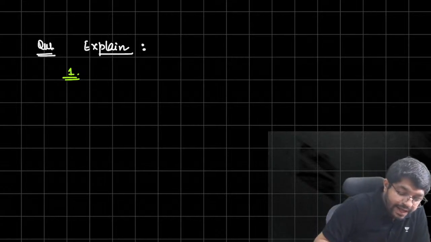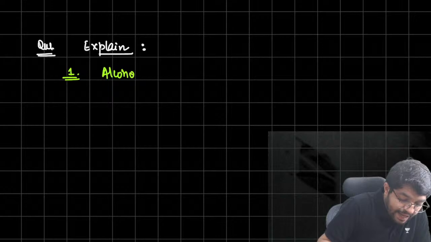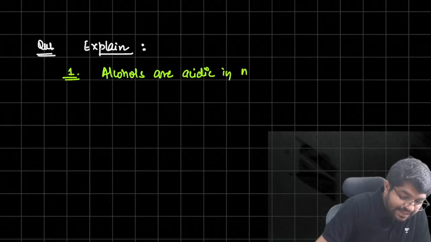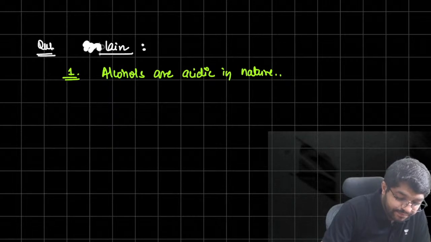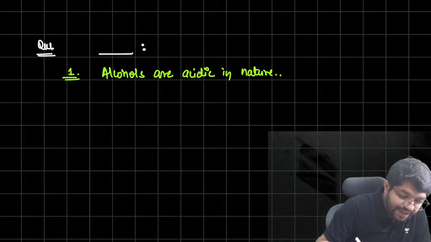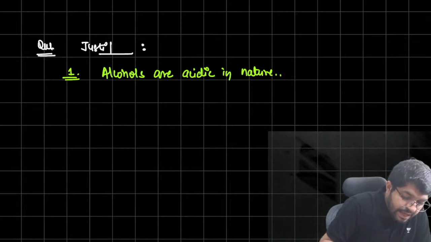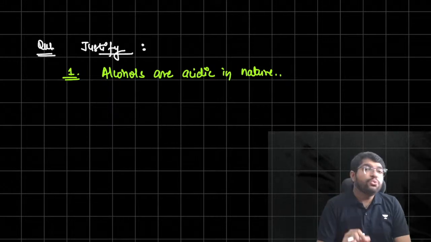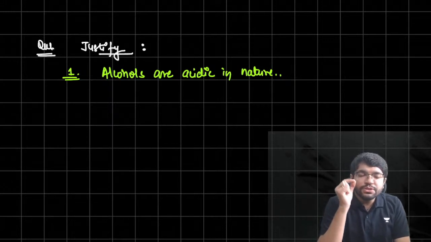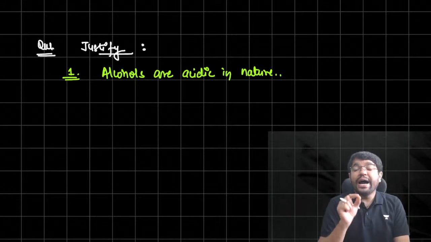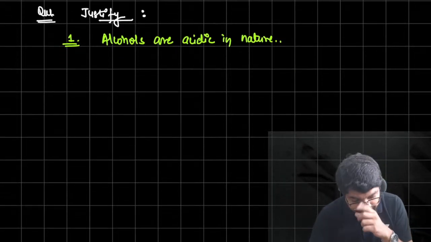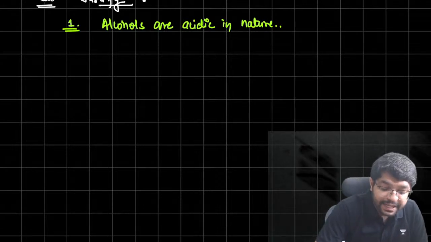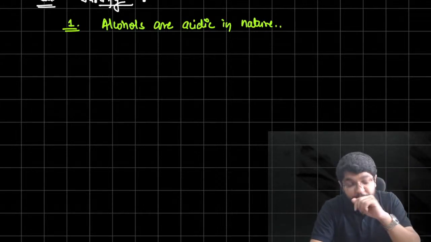Point number one: alcohols are acidic in nature. The question is not explain, the question is justify. And I justify this by two reactions. This is the most important question in case you are a board exam writer this year, a 12th class aspirant. Alcohols are acidic in nature, I have to justify, and it can be done by two reactions, sir.